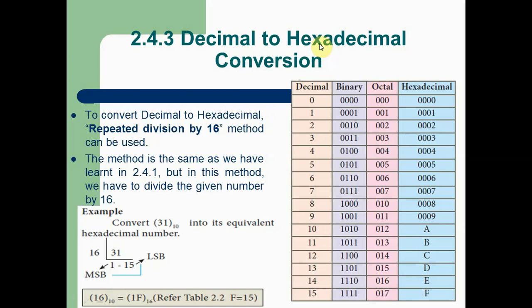So what is the base value of hexadecimal? It is 16. Here you can see the given number is 31, that is the decimal number. We want to convert it to hexadecimal. Simply divide this 31 by 16. Repeat the division process till we get the quotient as 1. Then arrange the last quotient followed by the remainders in the arrangement format.